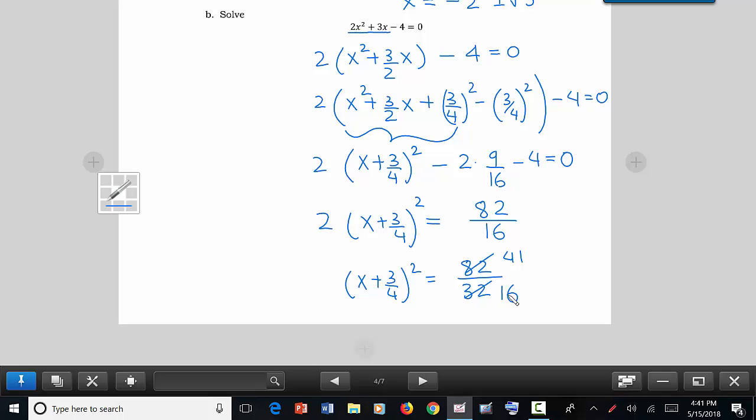Now we can use the square root property. What does that tell us? x plus 3 over 4 equals plus or minus square root of 41 over 16. But we are solving for x, so this equals negative 3/4 plus or minus, we can reduce that, square root of 41 over square root of 16, which is 4, and that is the final answer.